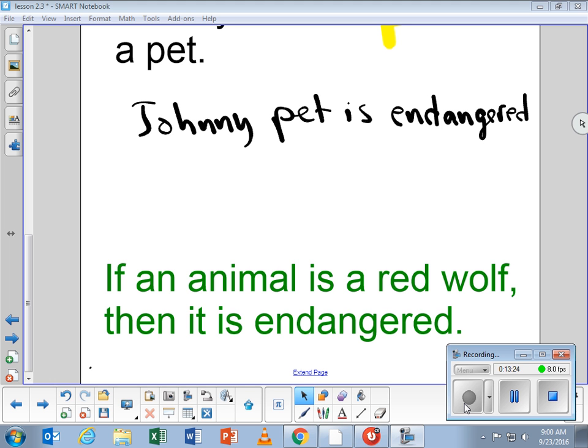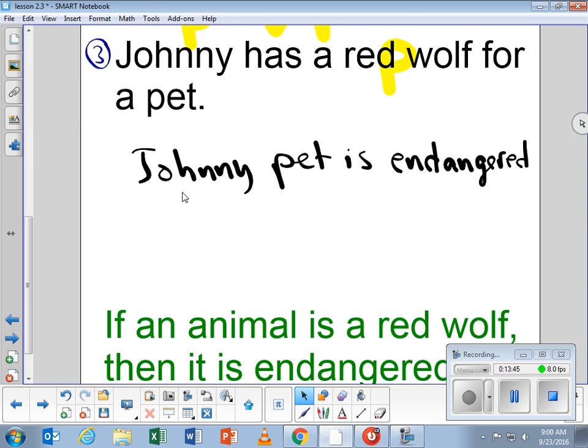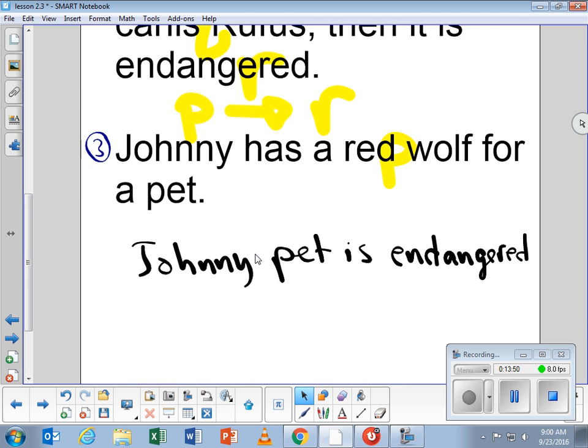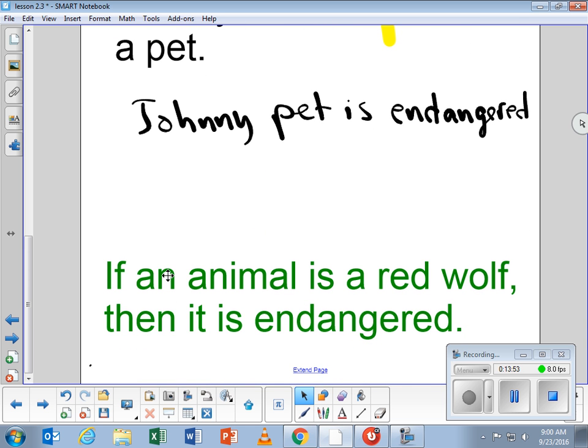So just to wrap up, the law of syllogism in this question, the statement could say, if the animal is a red wolf, then it is endangered. And so our conclusion, Johnny's pet is endangered, is because we were told that Johnny has a red wolf for a pet. And so our conclusion, we would write Johnny's pet is endangered. But it comes from this statement here. If an animal is a red wolf, then it is endangered.